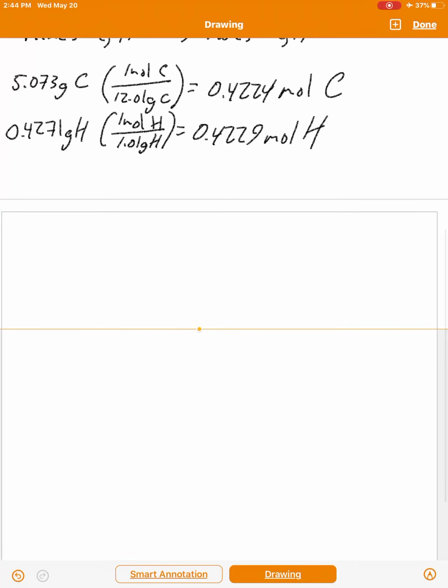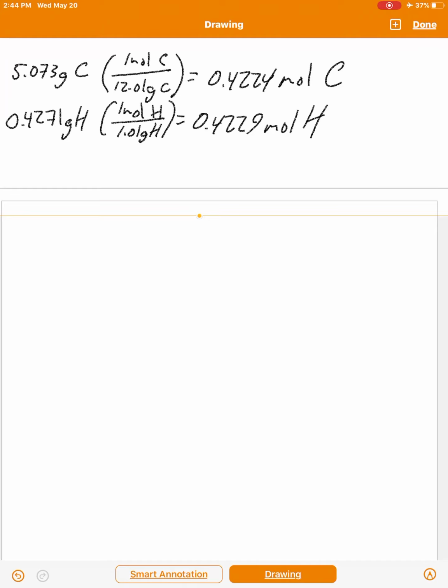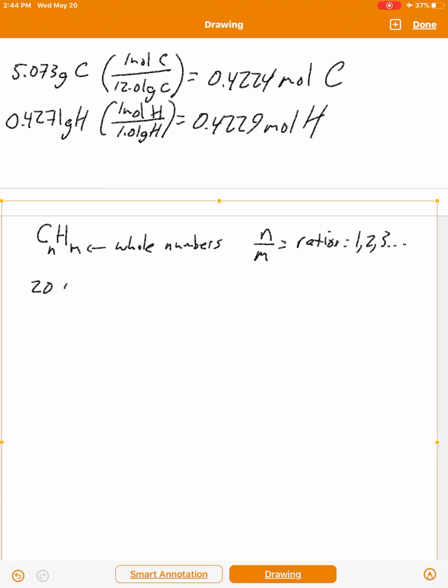But here's what we'll do in the next step. We're going to take those moles. A chemical formula, whether it be an empirical formula or a molecular formula, these should be whole numbers. And if we take the n to m, that's going to be a ratio. And that ratio should be either 1 or 2 or 3, so forth and so on. Okay, so we're trying to get whole numbers out here. So here's what we're going to do. Imagine this. Imagine that we had 20 women and 4 men.